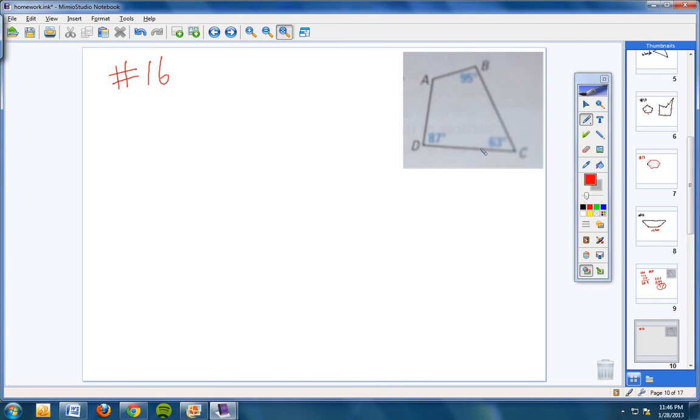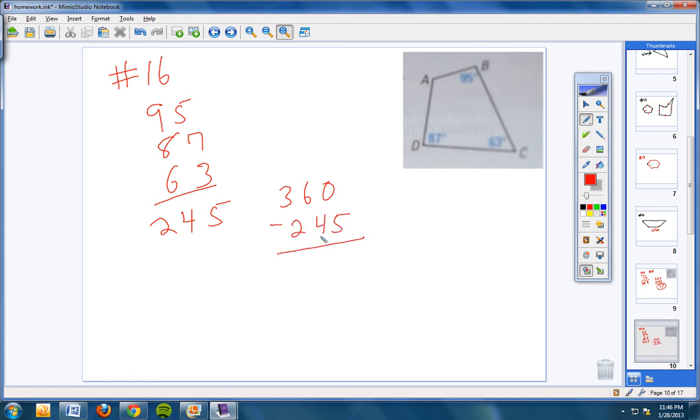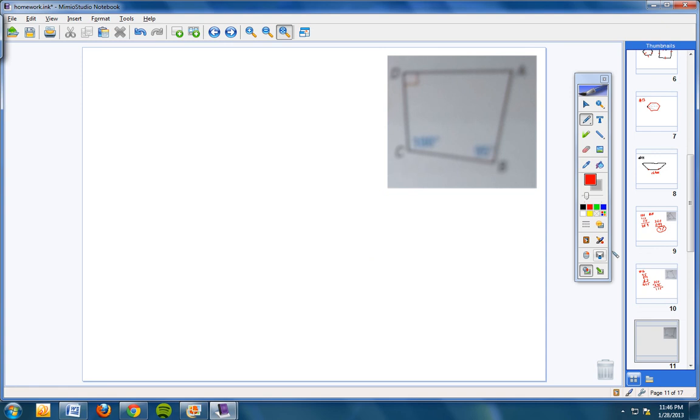I know these numbers are hard to see, but you've got them right there in your books. You can look at your book. And we're looking at 95, 87, and 63. So 5 carry 1, 24. So if you add up all three angles, you get 245. Subtract that from 360, and you should get 115 degrees. 115 degrees. Moving on to number 17.